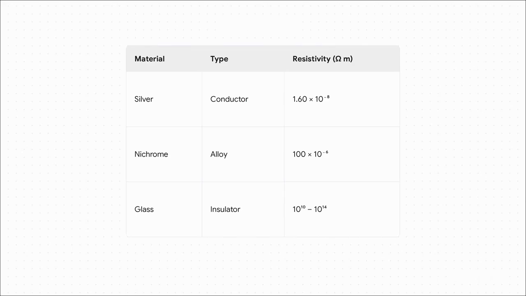And you can see just how much the material itself matters by just looking at a few examples here. Silver has incredibly low resistance. It's an absolute superhighway for electrons. Now compare that to something like nichrome, which is the alloy they use in your toaster. Its resistance is much higher, and that's exactly why it glows red hot. And then you've got glass. I mean, its resistance is so ridiculously high that it's a complete dead end. That's what we call an insulator.